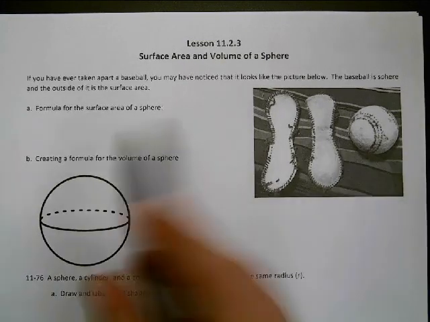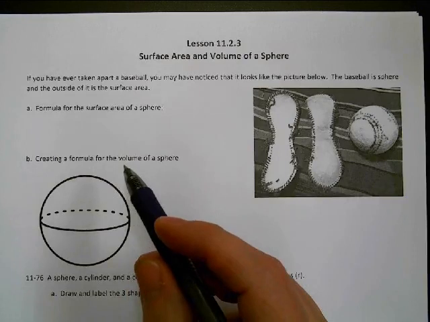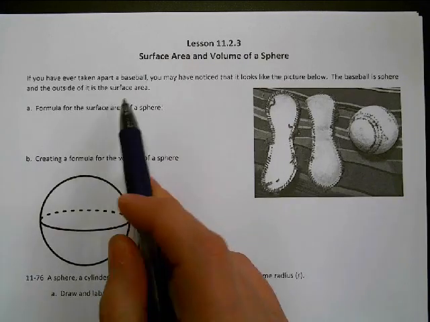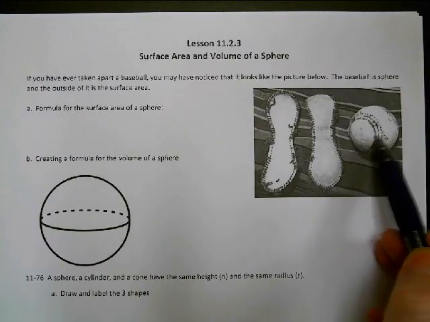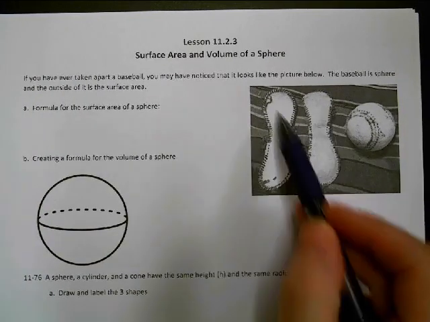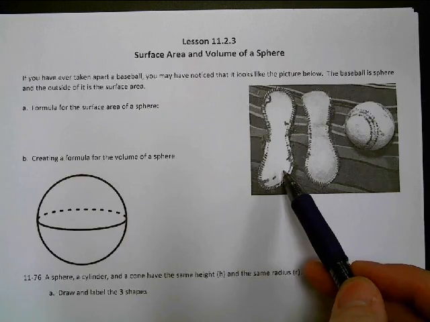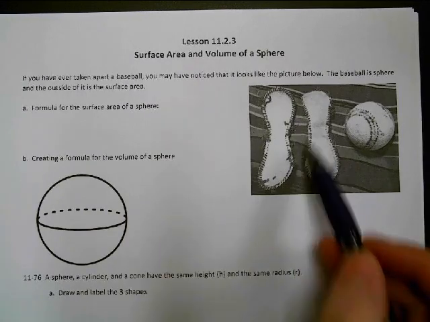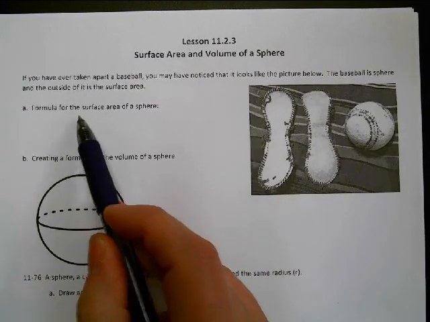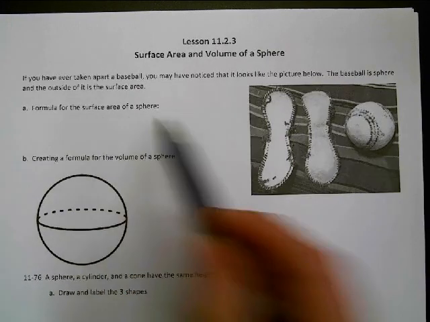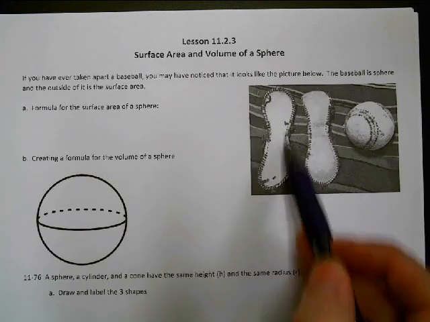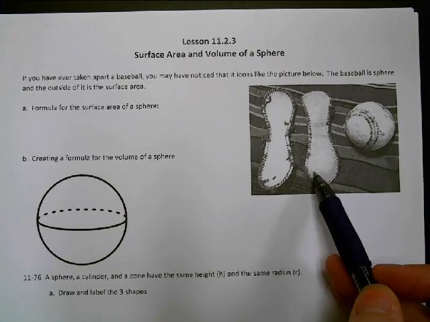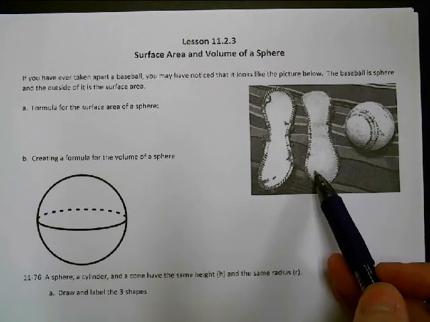So here we go. I don't know if you've ever taken apart a baseball, if you're destructive like that. But you may have noticed that when you take apart a baseball, the outside of the baseball is made up of two pieces of fabric that look like this. So we're going to use this to figure out what the surface area of a sphere is, because obviously a baseball is a sphere. And so this would be what the outside of the sphere is made of.